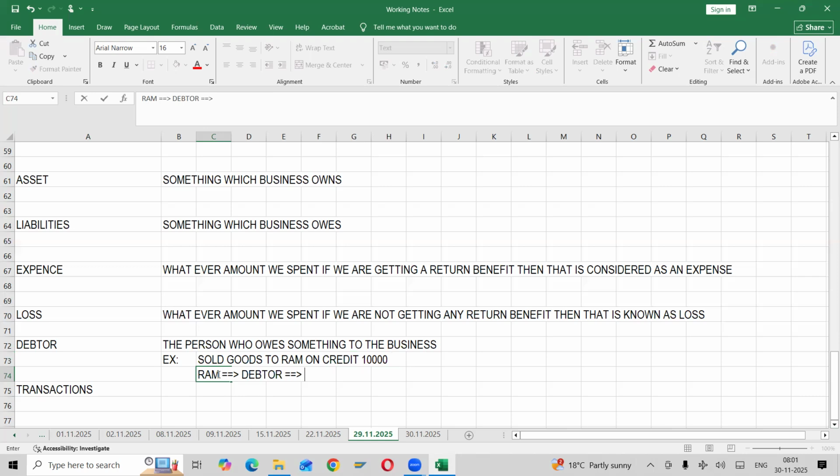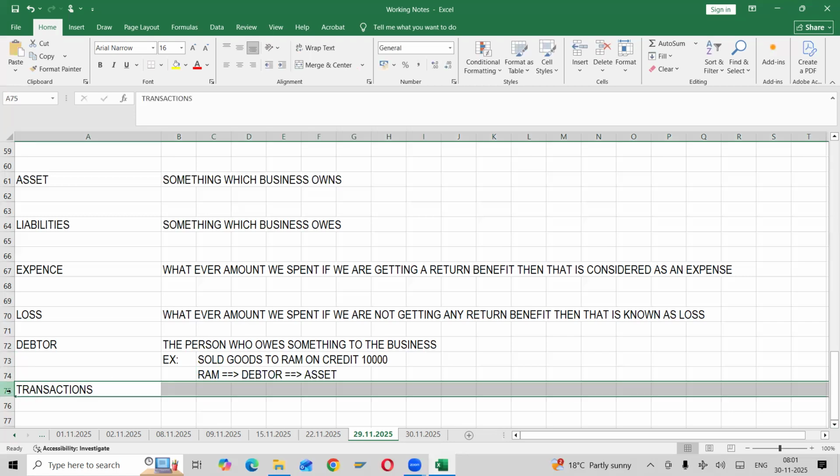And something which we need to receive, is it an asset or a liability? Asset. Something which we need to pay in future is considered as a liability. Something which we need to receive in future is considered as an asset. So debtor is considered as an asset. From whom do we need to receive?